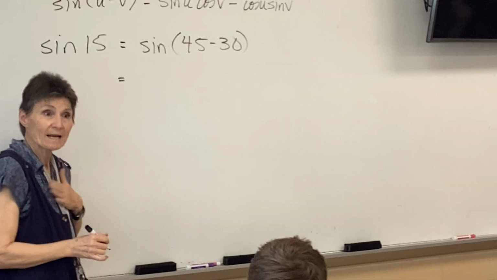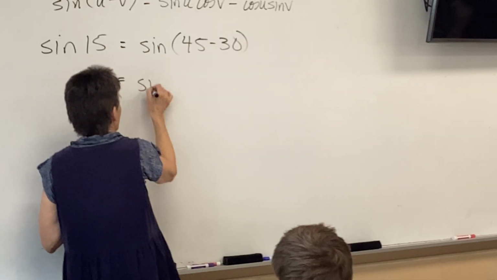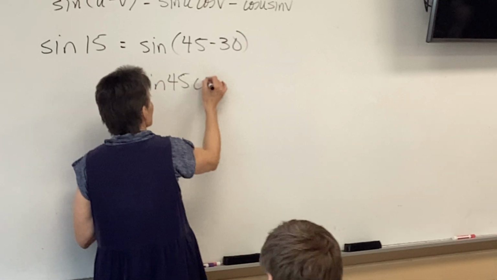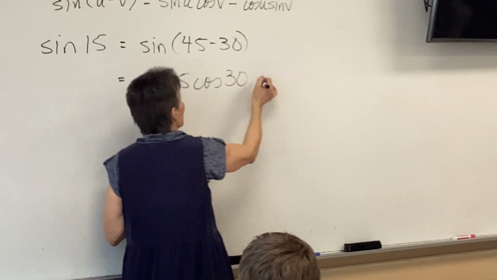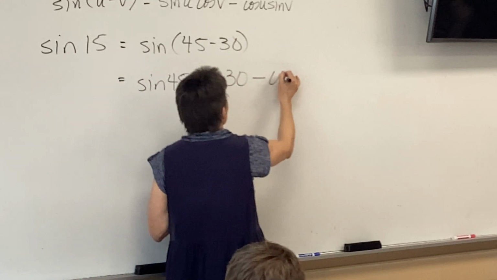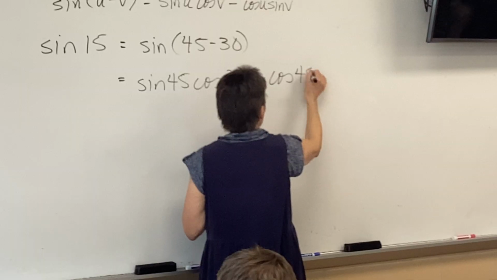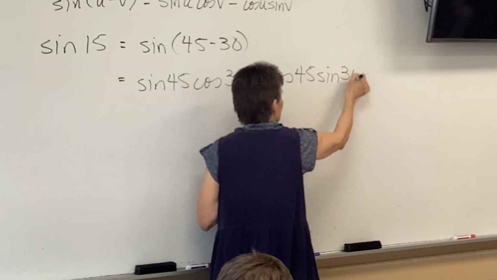Okay, so what's that going to be for my problem? Sine 45 cosine 30 minus cosine 45 sine 30.